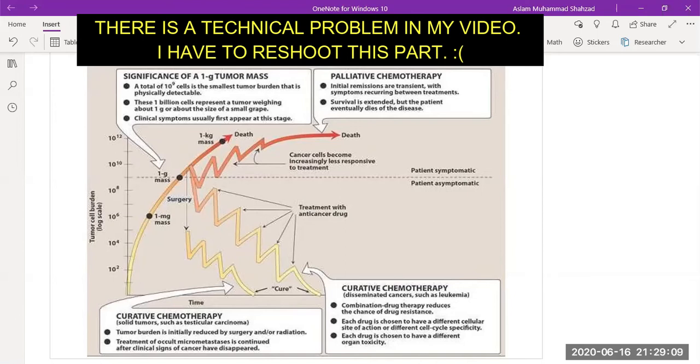And when we talk about curative chemotherapy, it also varies from patient to patient, depending on which type of cancer the patient has. For example, if a patient has testicular carcinoma, we give them surgery or radiation therapy to reduce the tumor burden. Whereas in the case of leukemia, we give a combination of multiple drugs. So the main thing is that before starting treatment, we need to diagnose the patient properly. We need to identify which type of cancer the patient has, and then treat them accordingly, because some cancers can be eradicated by surgical removal of the tumor. And the main target of our therapy is to reduce or to kill all the cancer cells.